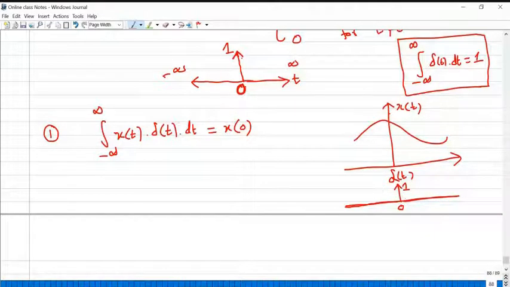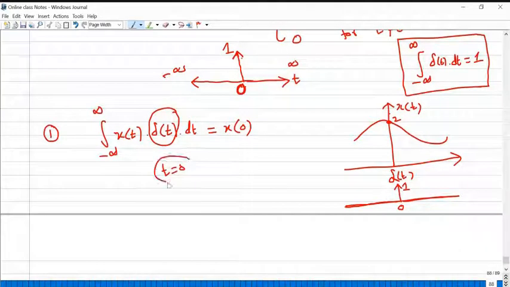Okay. So at t equal to 0, let us assume this is some value, say the magnitude is 2. Now the resultant for this integration from minus infinity to infinity: you cannot do the integration directly, because del of t is valid only when t equal to 0. At that particular time instant only the del of t is valid. For all other time intervals, this product will be 0.